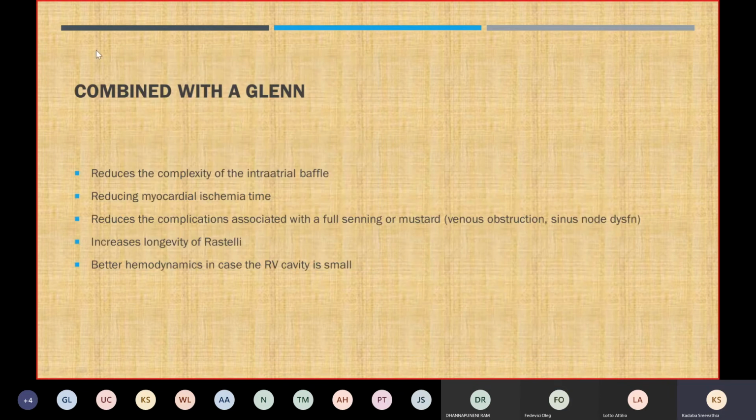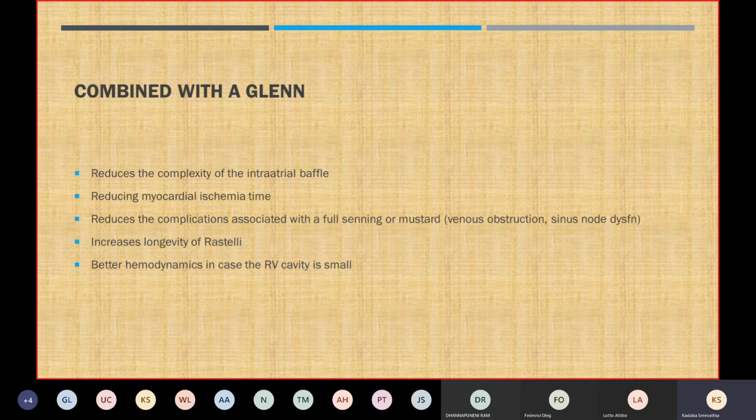Now, there are options where double switch operation is not very optimal, in which we need to combine these patients with a Glenn. Why we are thinking about combining a Glenn with a switch operation is because it reduces the complexity of the intraatrial baffle. We have already performed a Glenn. The SVC is already anastomosed.